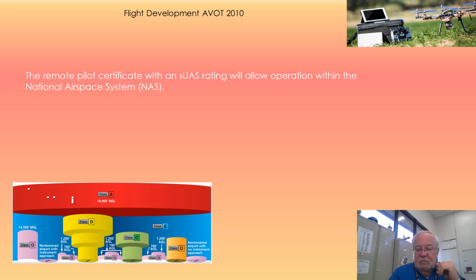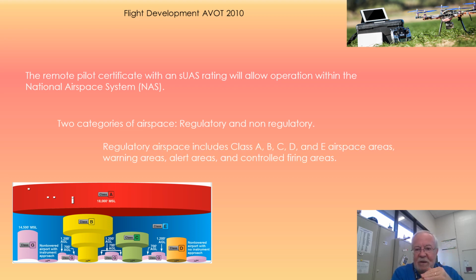Okay, so controlled airspace, that's a basic term that we use. There's two categories. The official word is these categories are regulatory or non-regulatory airspace areas. Class A, B, C, D, and E, warning areas, alert areas, and controlled firing areas are regulatory, otherwise known as controlled airspace. We like to use controlled airspace as a term because it helps us to understand that we need some kind of permission because someone's controlling that airspace. It's their airspace. We may enter it with permission. Without permission, we may not enter it.